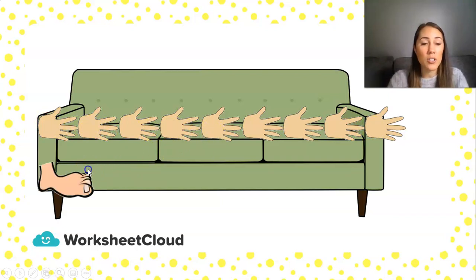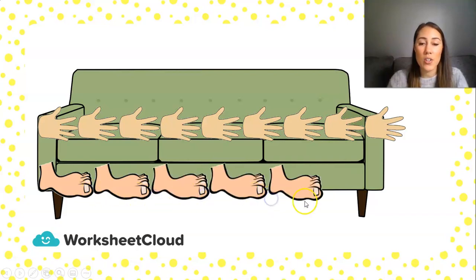But we can also use feet to walk this couch off. So here's our first foot, and then we can put our next foot right in front of that one, and then we can walk all the way to the end of the couch. And here we can see that there are 6 feet, and this couch is 6 feet long.